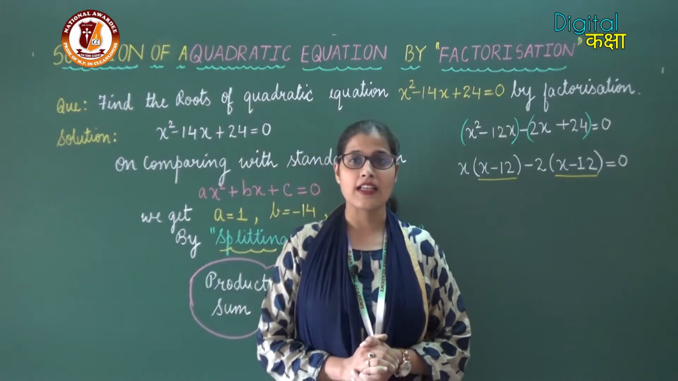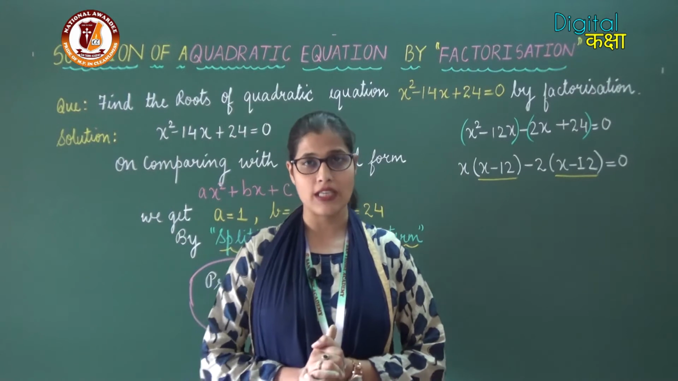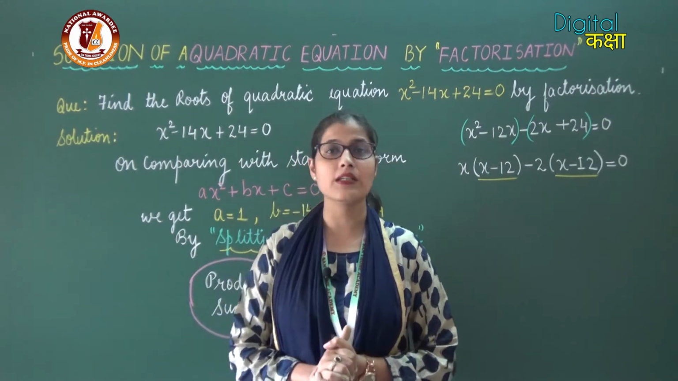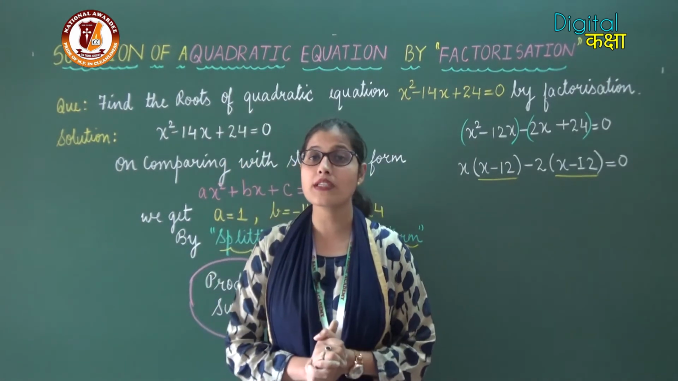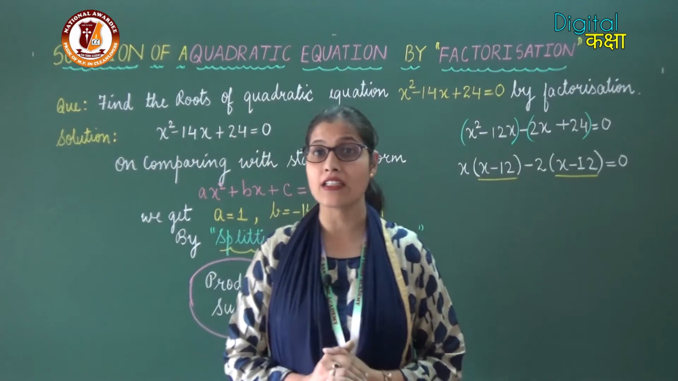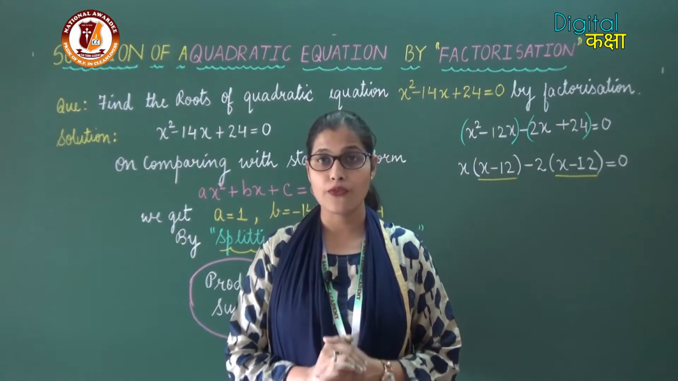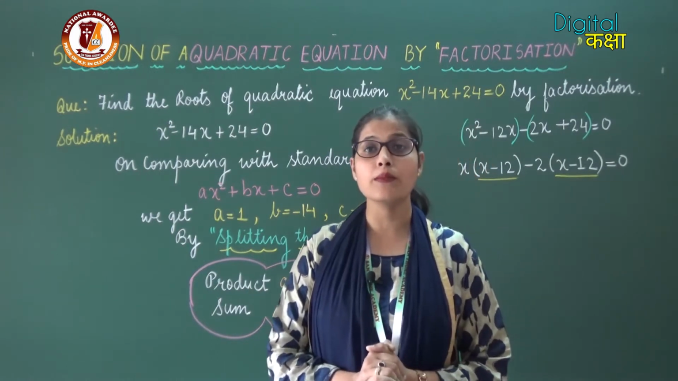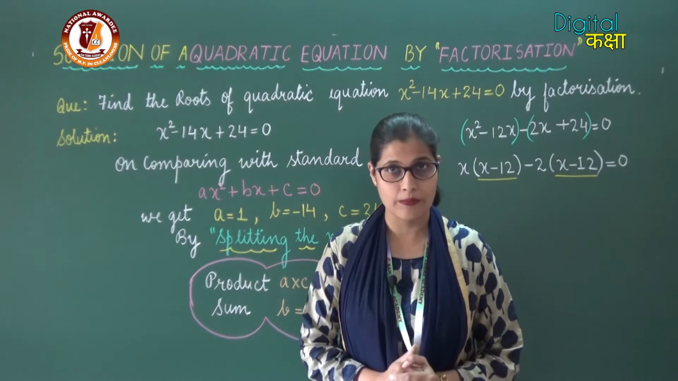Now, to understand how to solve the questions by using the factorization method, first of all, let us recall, as we have studied before, that quadratic equations are those equations whose degree is 2, which means that whose highest power is 2. Therefore, we can say that there will be a maximum of 2 zeros of the quadratic equation.